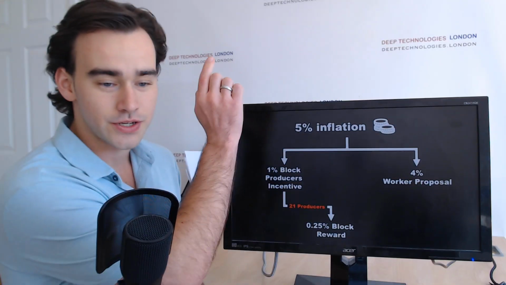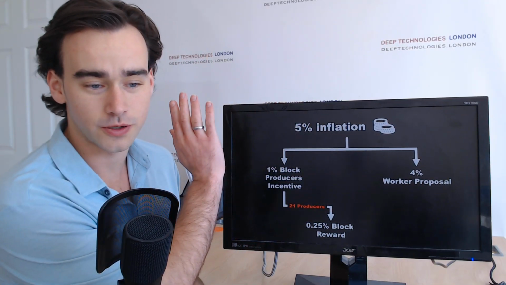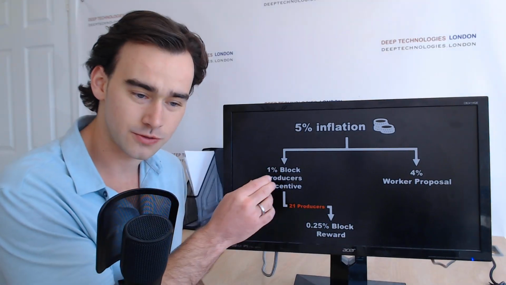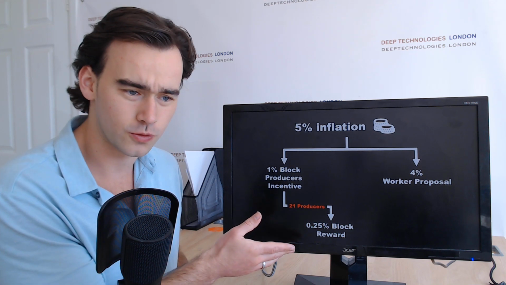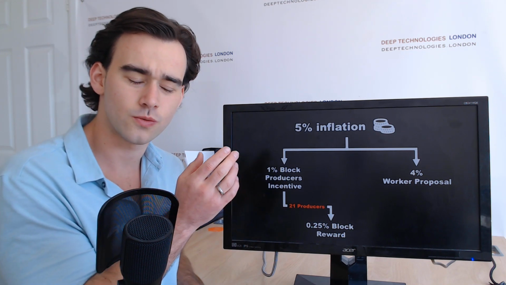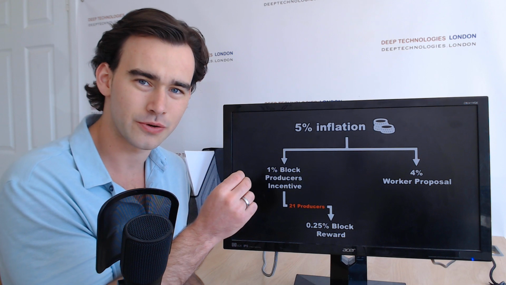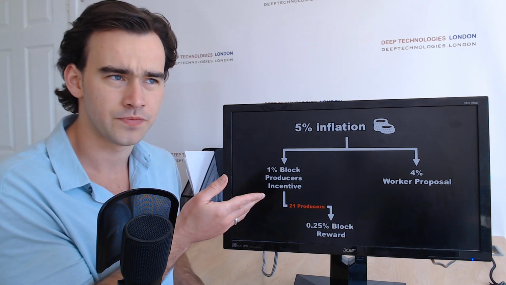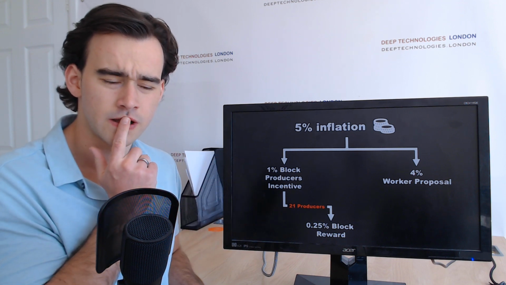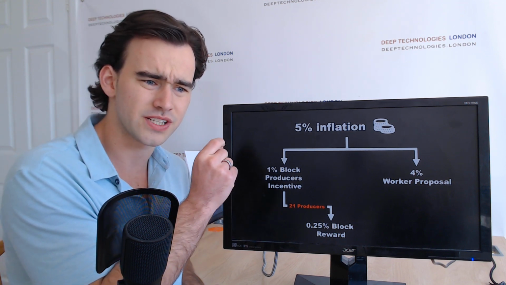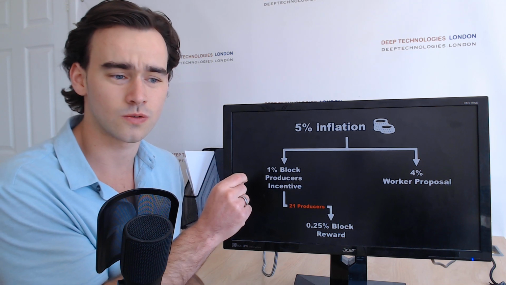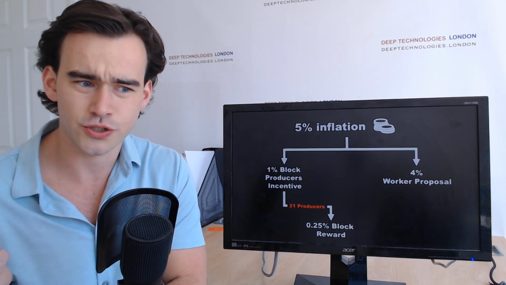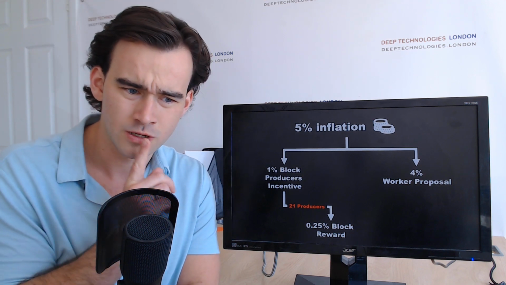We know there's 5% inflation. We know where 4% goes, worker proposals. 1% goes to incentivization. The 21 producers receive 0.25 block reward. Okay, so where is the other 0.75, and how does this incentivize the standby nodes? And also, if we had 0.75 just for standby nodes, then what's the incentive to be a top 21 block producer, because you could earn more being a standby node?